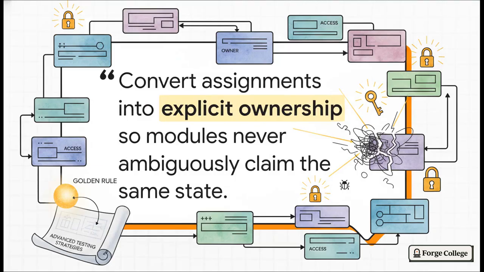If you take away just one golden rule of smart contract integration today, it's this. Convert responsibility assignments into explicit ownership and access rules so modules never ambiguously claim the same state. Really let that sink in for a second. Keep this firmly in mind as you prep to apply these blueprints in our next lesson, which covers advanced testing strategies. Seriously, adhering to this principle is the only thing standing between you and deploying chaotic, highly vulnerable code.